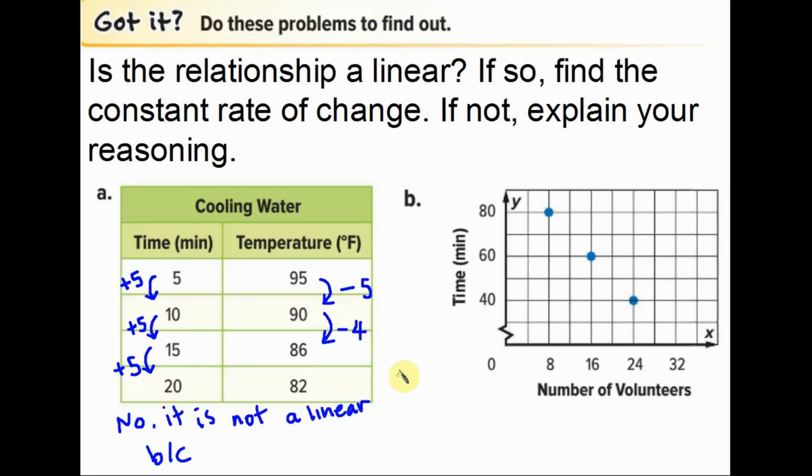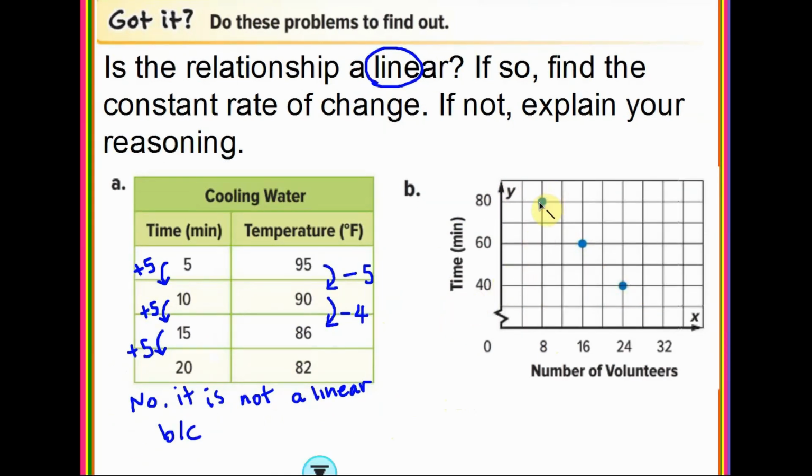Looking at part B, when I'm given a graph, the graph is a little bit easier because if you remember the definition of linear relationship, it should have the word line in it. So if I connect these points, assuming that I'm connecting these lines, do you think it's going to be a line graph?